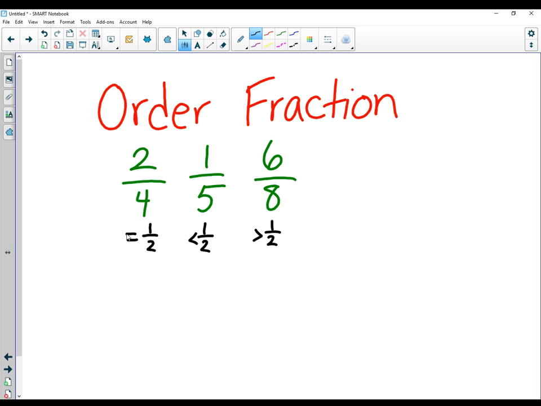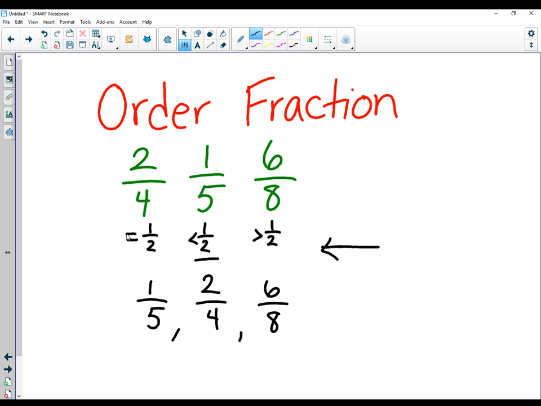By doing that, I can see that 1/5 would be the smallest because it is less than 1/2. I see 6/8 would be the greatest because it is greater than 1/2. I see that 2/4 would fall in the middle because it is equal to 1/2.